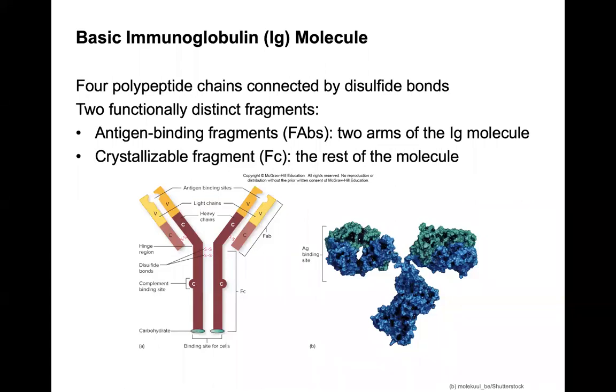Okay, so immunoglobulins, there are four different immunoglobulins. This is your typical antibody structure, okay? Much like the receptors, we have two functionally distinct fragments. You have the antigen binding fragments. This is their variable regions. And then you have the crystallizable fragments, which is the rest of the molecule.